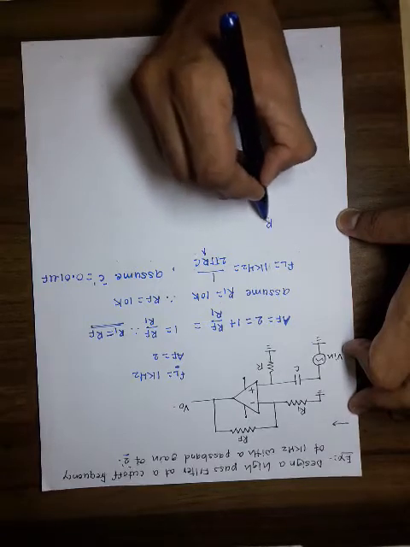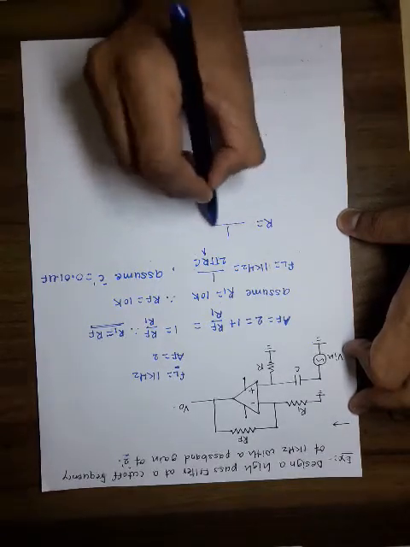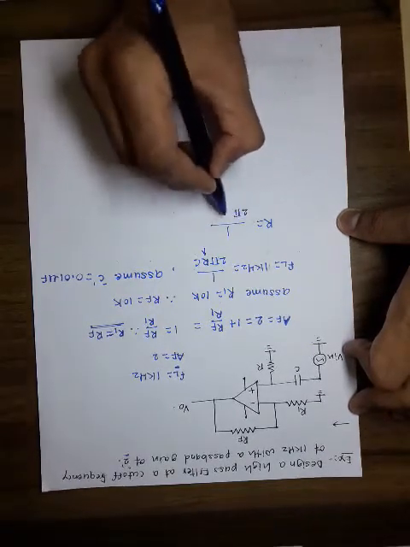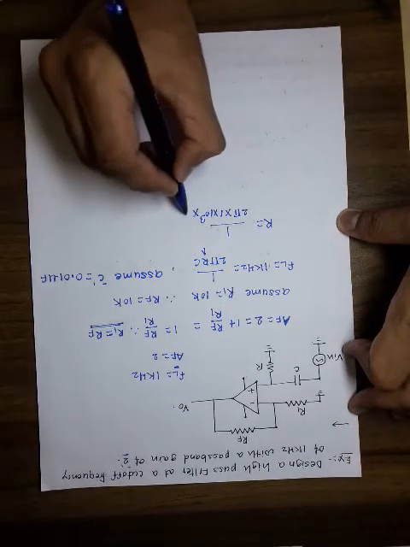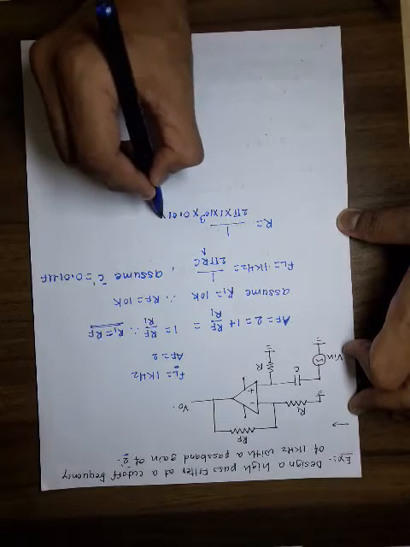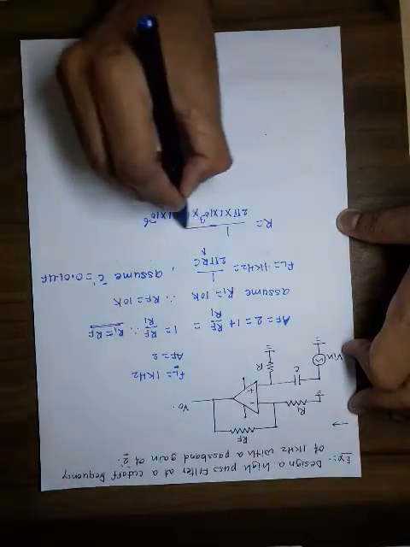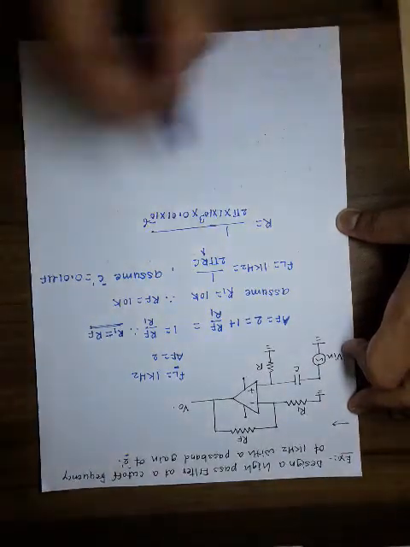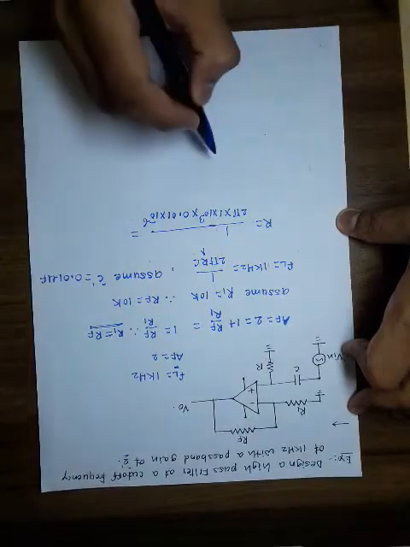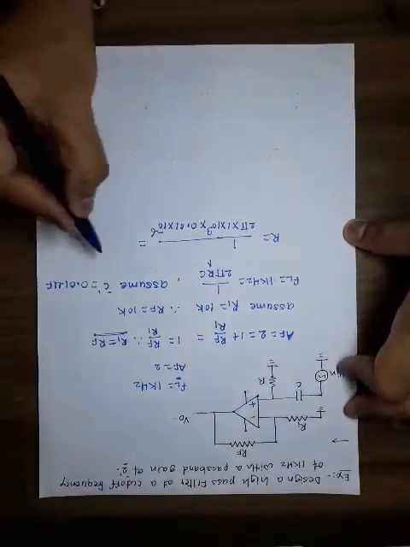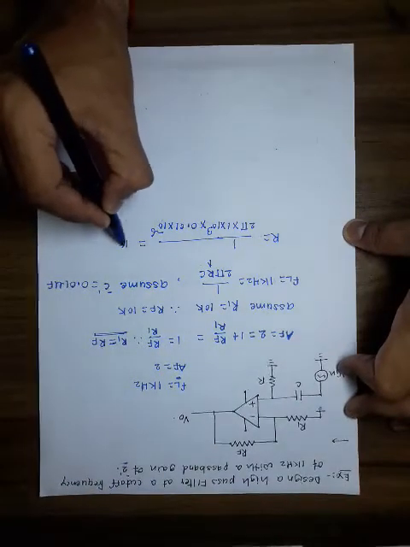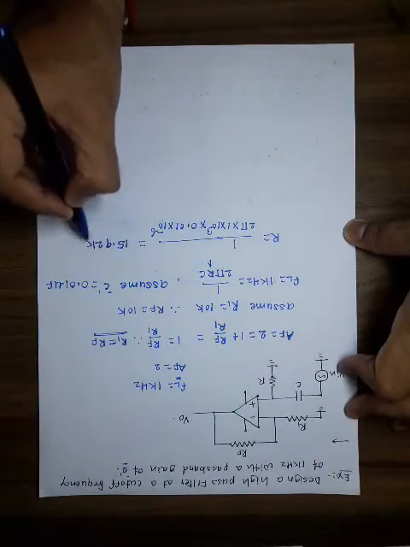Rearrange this equation for R: R equals 1 upon 2 pi into 1 kilo into 1 into 10 raised to 3 into C, which is 0.01 into 10 raised to minus 6. Simplify this equation, we'll get the value of R. R equals 15.92 K.